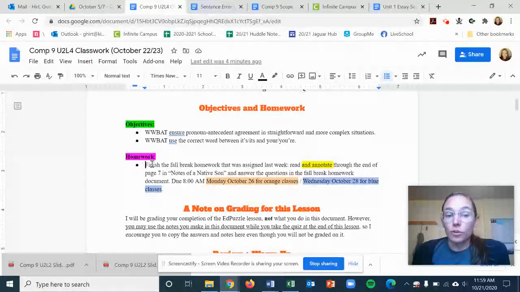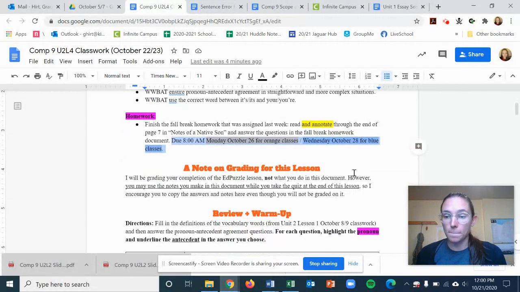So your homework, you have no new homework. This is the same homework that was assigned last week before fall break. So this is still your homework. You're finishing reading and annotating through the end of page 7 in Notes of a Native Son and answering the questions in the fall break homework document. This is due Monday for orange classes and Wednesday for blue classes.